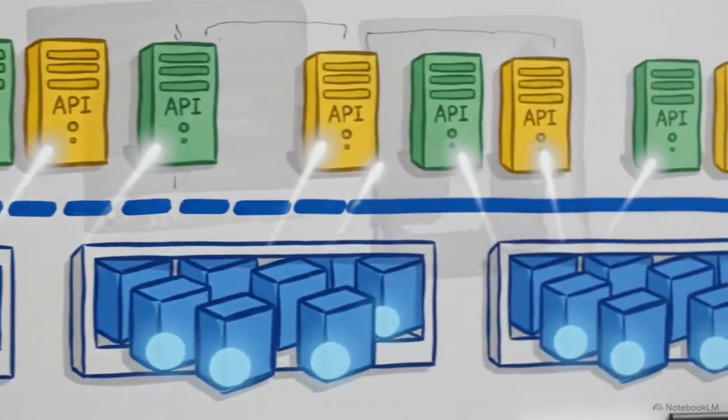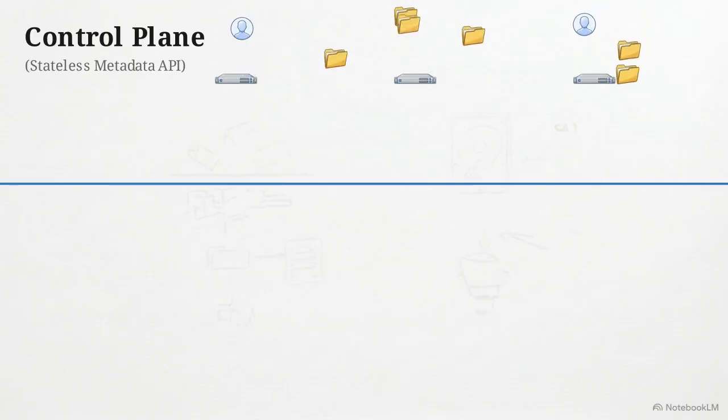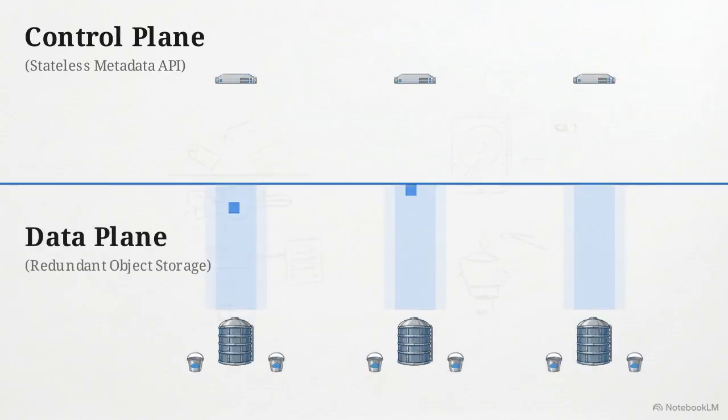The system is sliced horizontally. Above the line is the control plane. Here, stateless API servers rapidly process lightweight metadata, file names, folder structures, user profiles, and access permissions. Below the line sits the data plane. This is where heavy-duty, highly redundant object storage systems handle the massive burden of the raw file bytes.